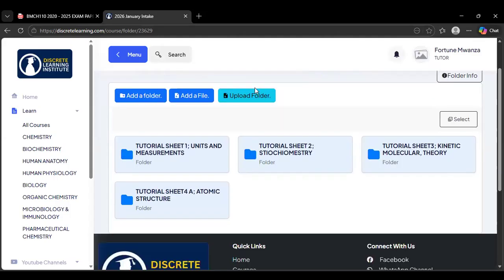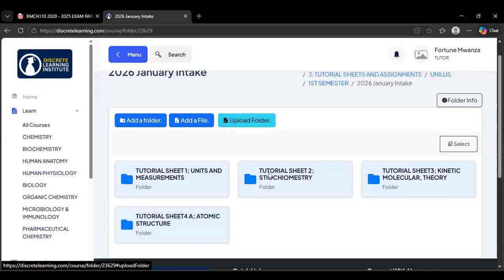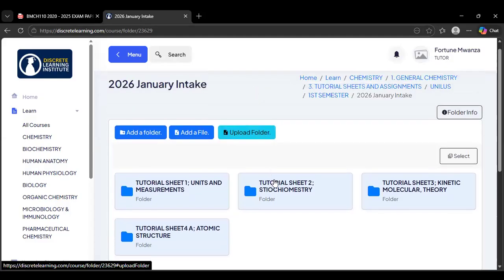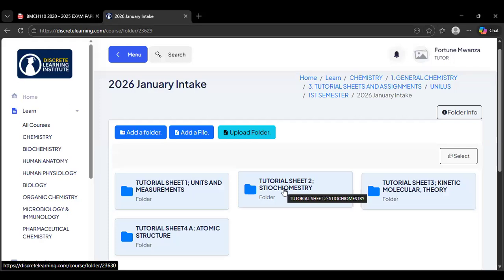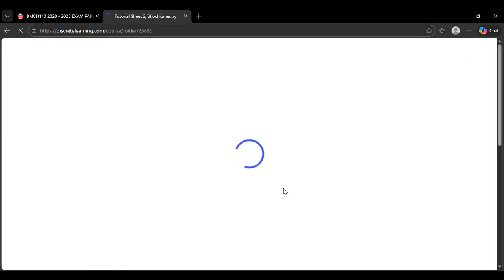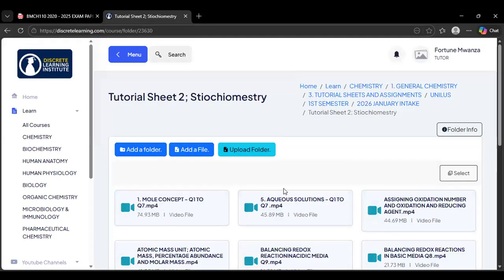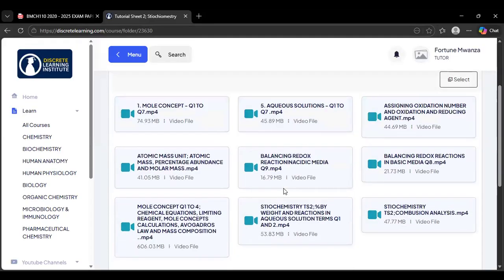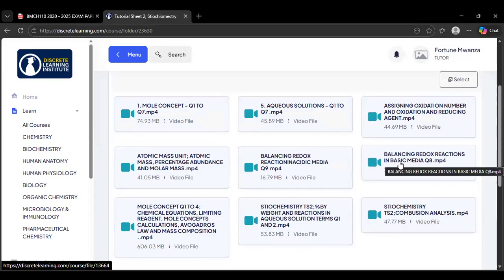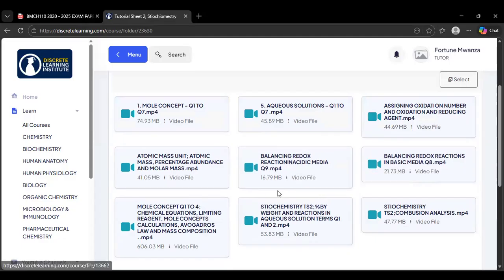The video solutions for these tutorial sheets are available. For stereochemistry, if you want questions on balancing redox reactions, you can just go there where it's saying tutorial sheet 2, stereochemistry. You're going to find all the video recordings for the tutorial sheet. Here we are having the balancing of redox reaction in basic media, also balancing of redox reaction in acidic media. These are separately done. So that's what you do.